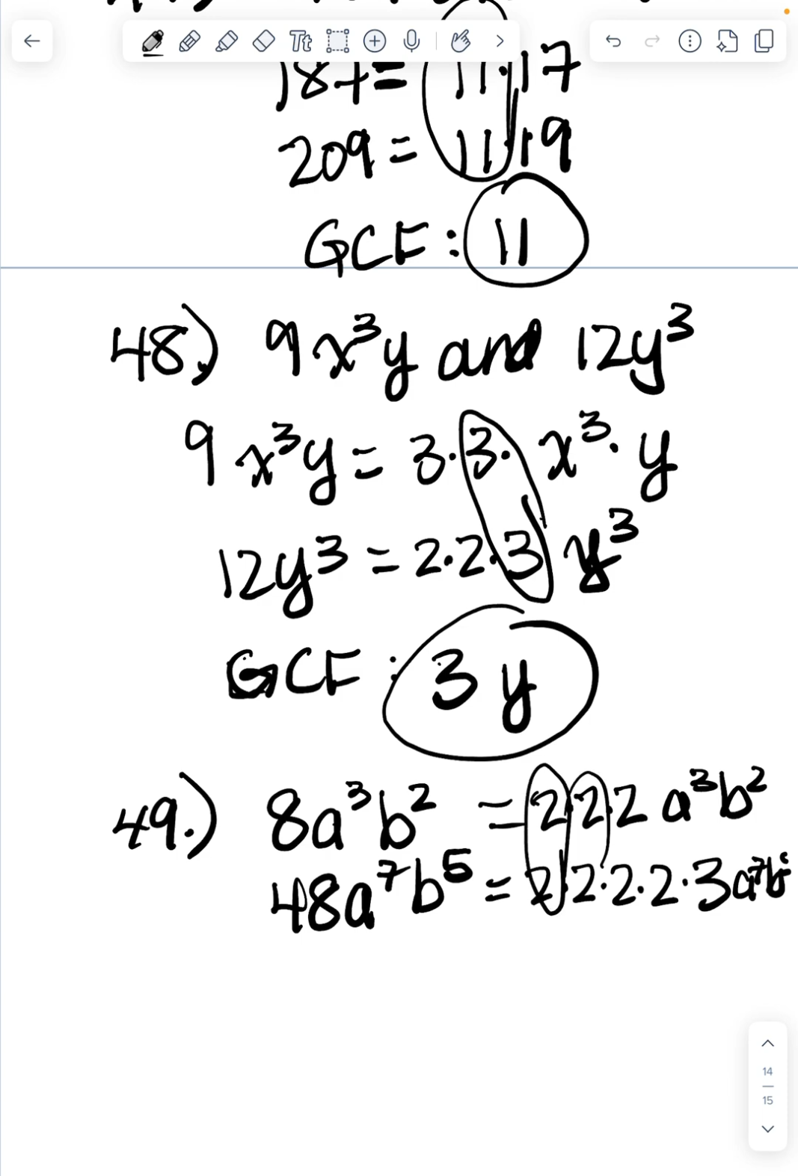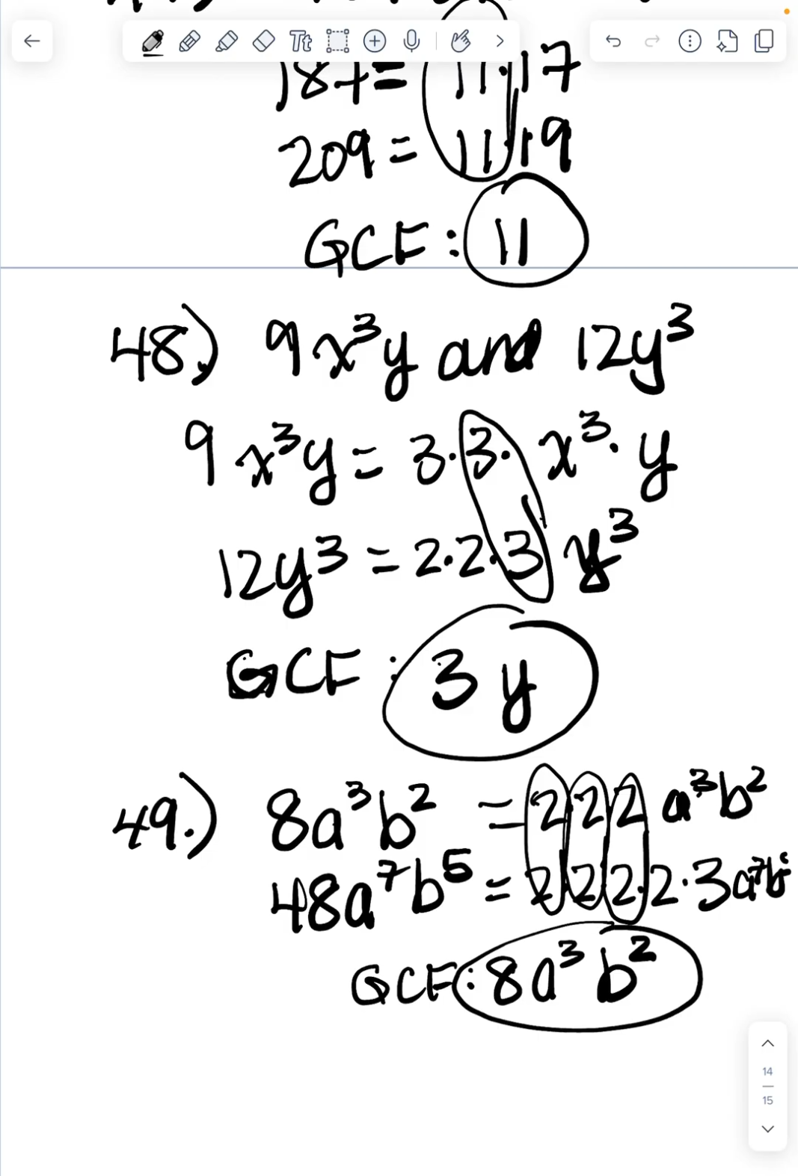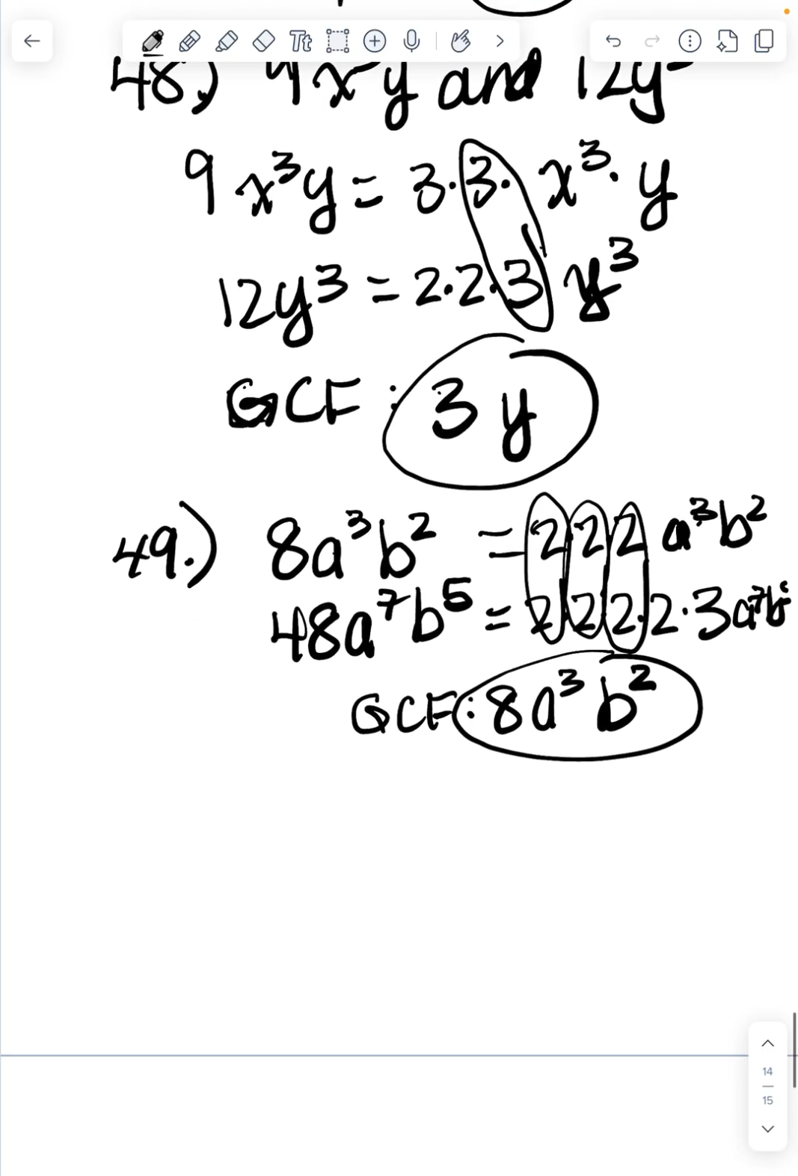Okay, so find the common ones. That's going to mean my GCF is 8. Out of the a cubed and the a to the 7th, they have 3 in common, 3 a's in common. And out of the b squared and the b to the 5th, they have 2 b's in common. So you should be gathering that when you find the GCF, you're actually finding the smallest amount of common exponents. When you end up doing the LCM, you're doing the largest amount of common exponents.